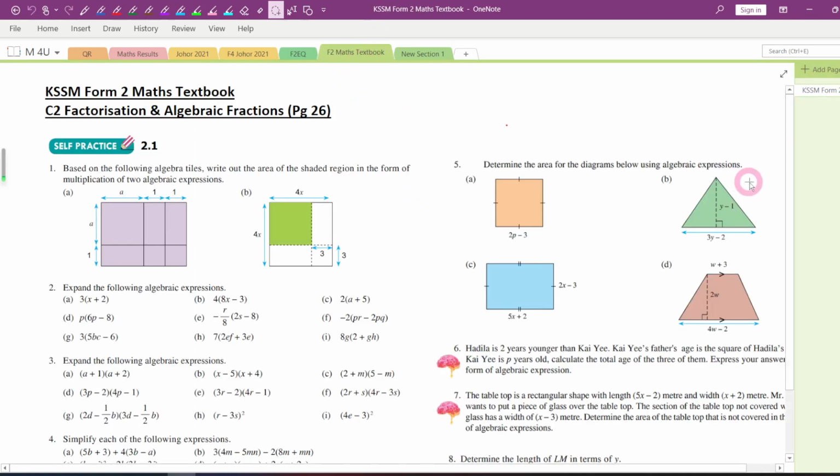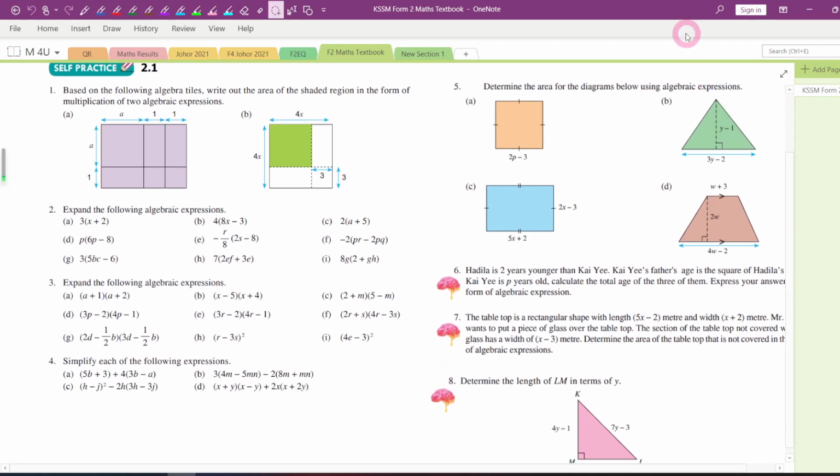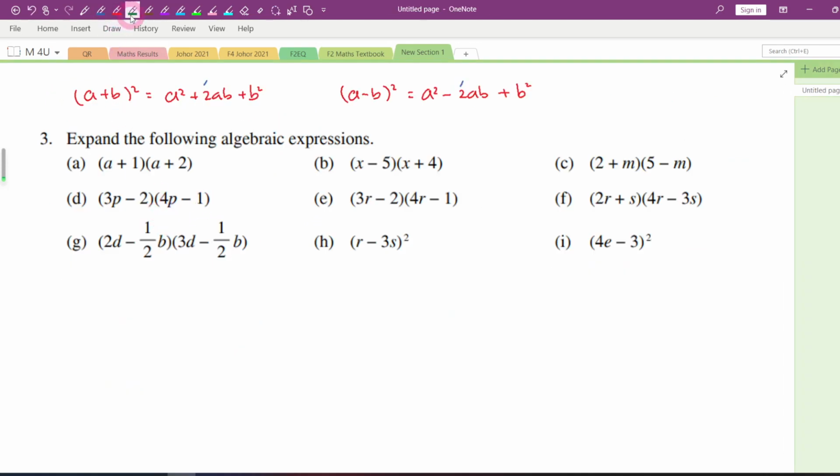Let me discuss with you question number 3, g, h, i. Okay, these two actually you can use a formula, right? So you can try both. I will show you how I expand using the formula, and also how I expand it one by one. 3g. Okay, let me copy the question first. So you have 2d minus 1 over 2b multiplied by 3d minus 1 over 2b.